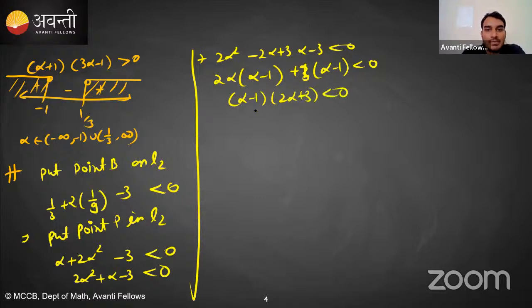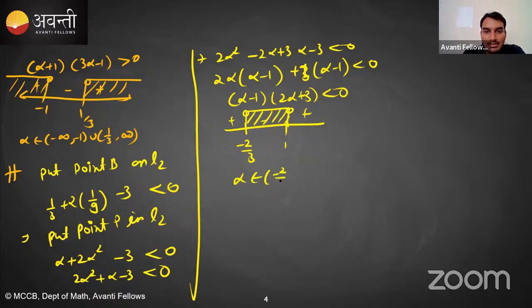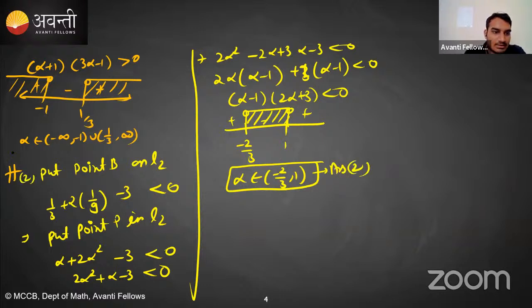Yes or no? So again, what is the critical point? -3/2 and 1, and we need the negative region. So this is plus minus plus. So this region we require, right? This region. So here we got alpha between -3/2 and 1, right? This is from answer 2, right? This is answer 1.